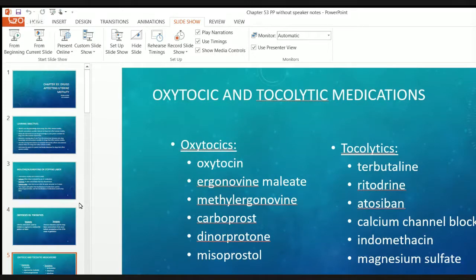So let's look at some of the medications that fall within these classifications. One of the main medications we're going to talk about, under oxytocics, is oxytocin. Then we also have ergonovine maleate, methylergonovine, also known as Methergine, carboprost, dinoprostone, and misoprostol. On the tocolytics side, we have terbutaline, ritodrine, atosiban, calcium channel blockers, indomethacin, and magnesium sulfate. This is something that I've also provided a handout for the students for, so you'll see it summarized in the handout as well.